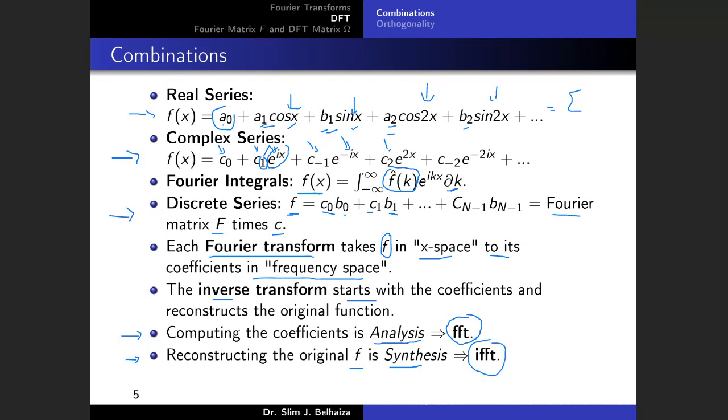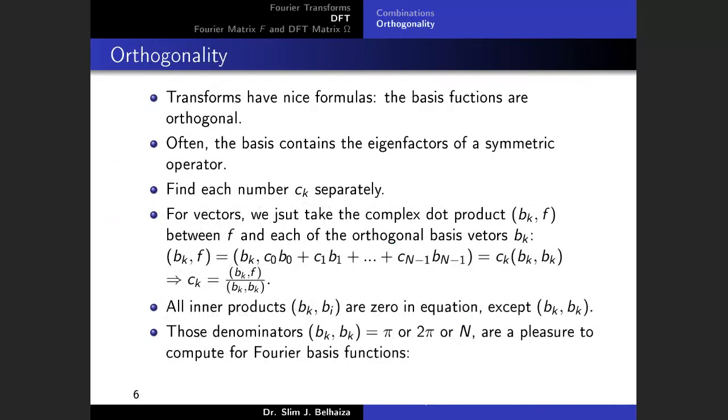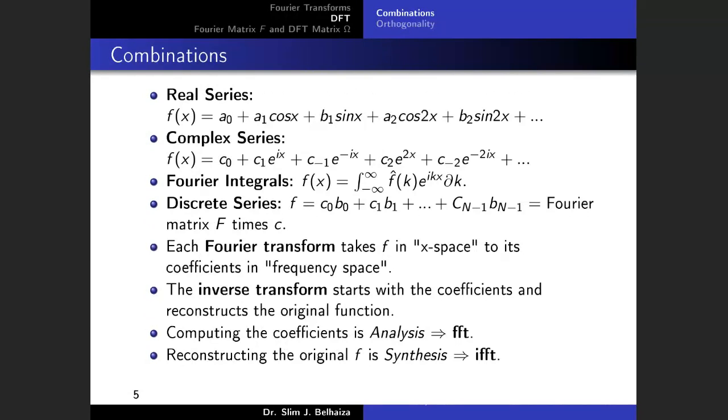Okay? So there is a property of orthogonality. In fact, the transforms have nice formulas in general, because the basis functions are orthogonal. Often, the basis contains eigenvectors of symmetric operators. And in the previous discrete series, each number ck could be found separately.